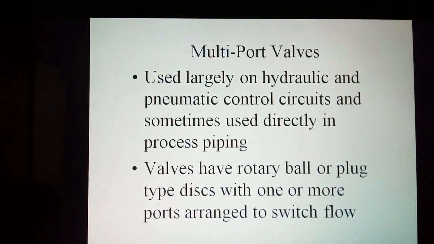Multi-port valve is used largely on hydraulic and pneumatic control circuits and sometimes used directly in process piping. These valves have rotary ball or plug type discs with one or more ports arranged to switch flow.